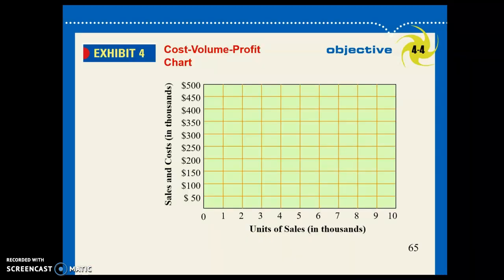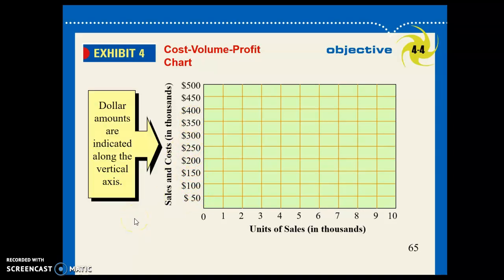So here is our graph, and along our x-axis we have how many units we are selling, and those are in thousands, so 0, 1,000, 2,000, etc. Along our y-axis we have our total sales and total costs. That would be fixed costs, variable costs, whatever costs we're representing. These are the dollar amounts. These are also in thousands, so 50,000, 100,000, etc.